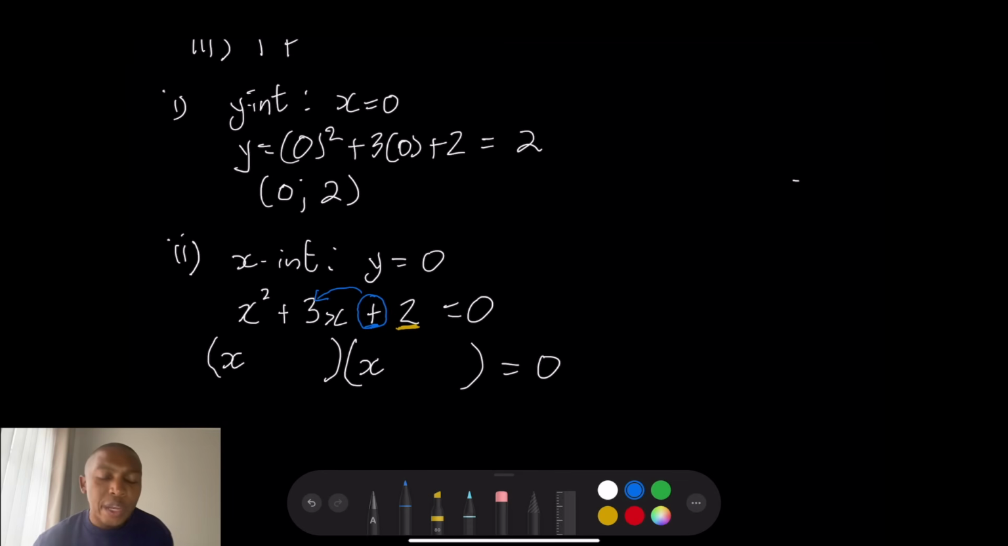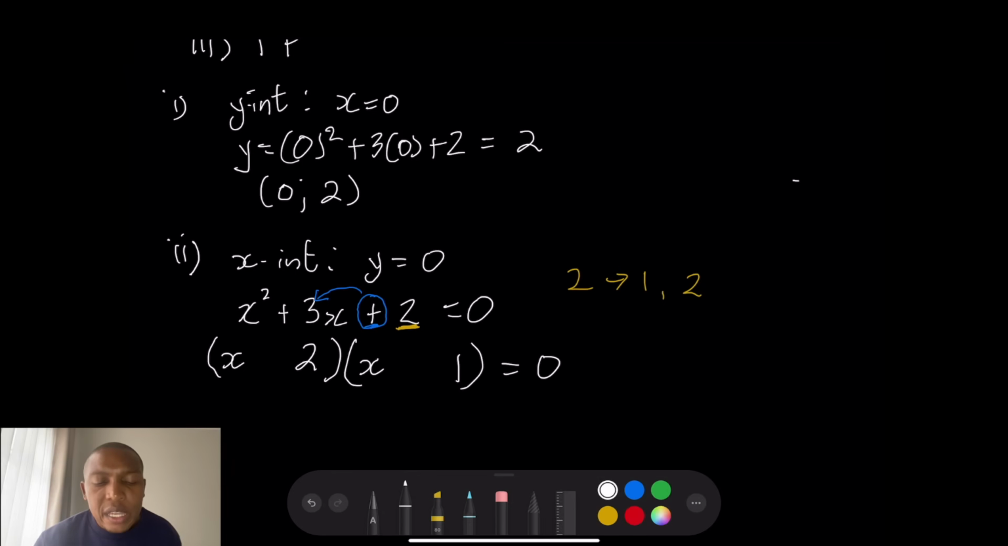Okay? So now my question was, what are the factors of 2 such that when I add them, they give me 3? The factors of 2 are 1 and 2, right? When I add 1 and 2, does it give me 3? Absolutely, it does. So in this case, I'm going to have 2 and 1 in there.